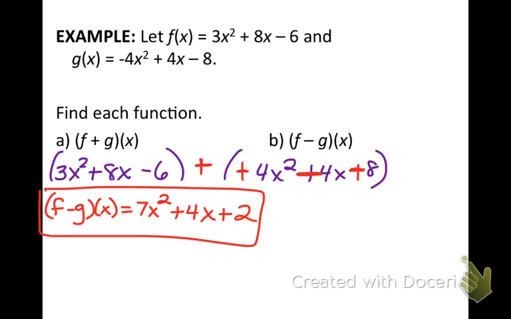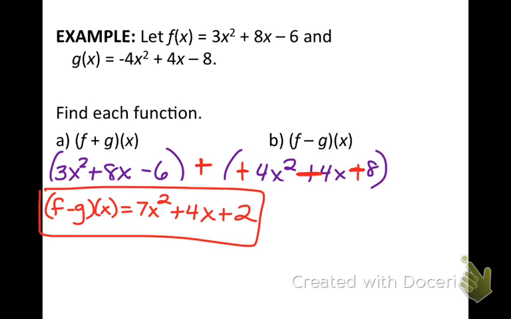Again, if you want to just think subtract, feel free to do that. 3x squared minus a negative 4x squared would go to a plus plus. That would get us to the 7. 8x minus 4x gets us to the 4x. Negative 6 minus a negative 8, plus plus, so that goes to a positive 2. It would still get you there. That's up to you and how you want to do that. Okay, adding and subtracting functions, easy enough?